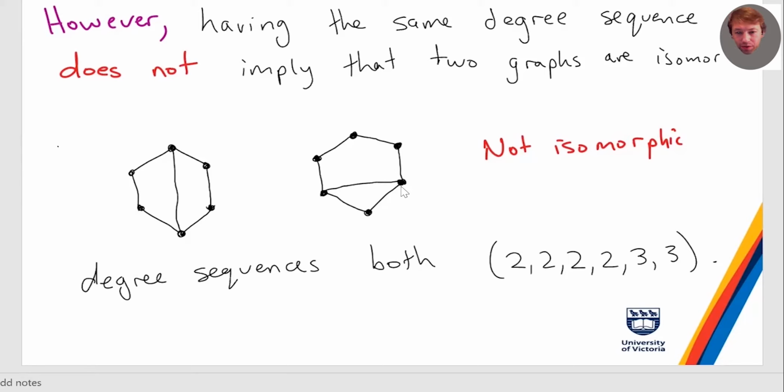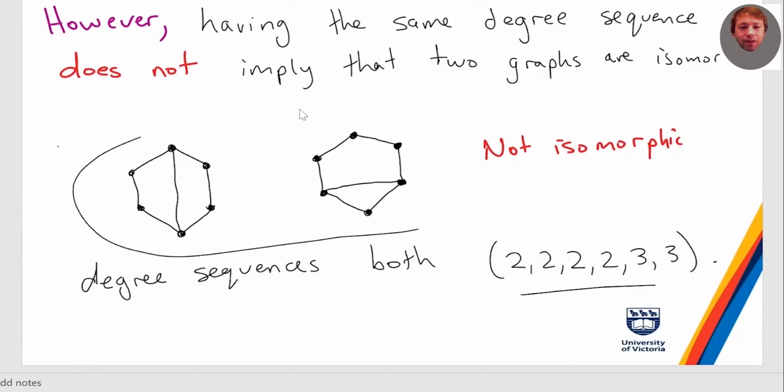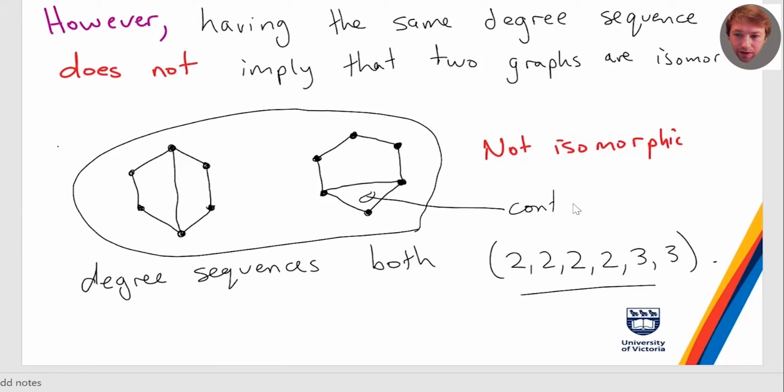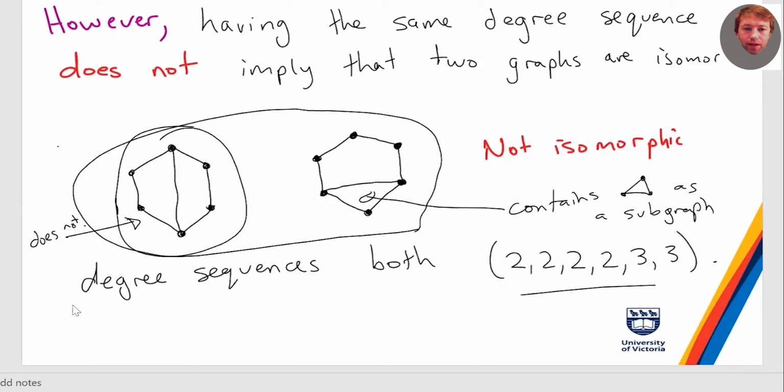Because there's 2 vertices of degree 3 and 4 of degree 2. But they're not isomorphic, right? You can kind of tell by looking at it, they're not the same graph. For example, this one has a triangle, so here's one way to show that things are not isomorphic, right? This contains this thing as a subgraph, but that one does not. There are various different ways to argue this, but I think it's clear from the picture these are not the same graph, right? Any questions about anything so far?